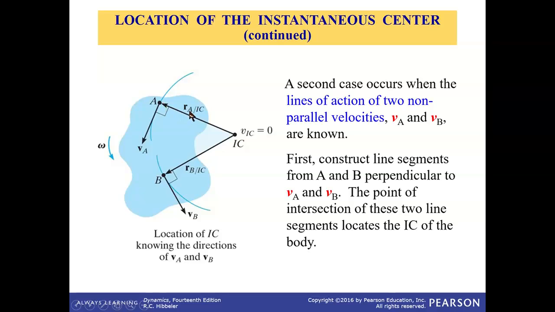is called the relative velocity of A with respect to the instantaneous center. See, we use relative notation here and not the absolute notation because this instantaneous center is not permanent. That's why we have to use relative notation. So it's A with respect to IC and this is B with respect to IC. So this is one way, when the two velocity vectors are given.